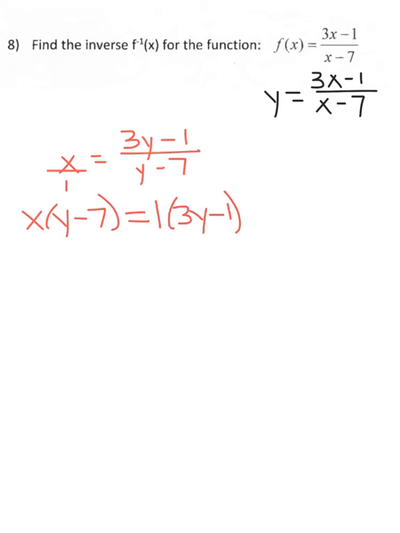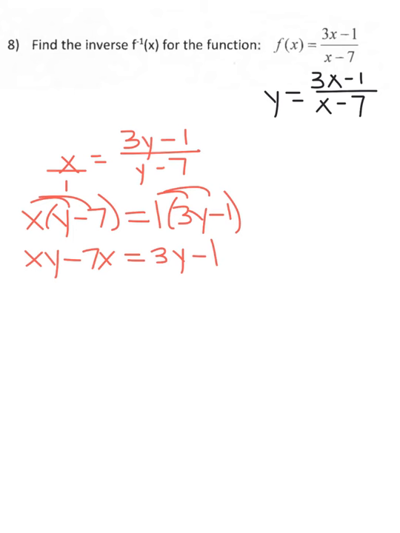Okay, so now to solve this, let's just distribute. So I'm going to distribute the x to both terms. So we get xy minus 7x. And then let's distribute the 1 to both terms. So that gives us 3y minus 1. Okay, so now we're going to move all the terms that have a y in it to one side of the equation.